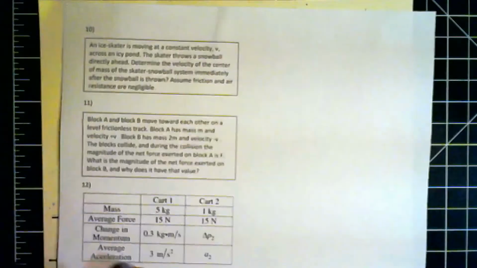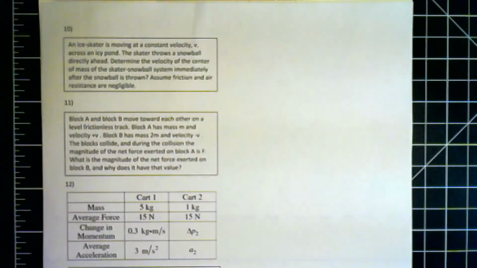All right. Number 10, we've got an ice skater moving with velocity v across an icy pond. The skater throws a snowball directly ahead. Determine the velocity of the center of mass of the skater-snowball system immediately after. Assume friction and air resistance are negligible.